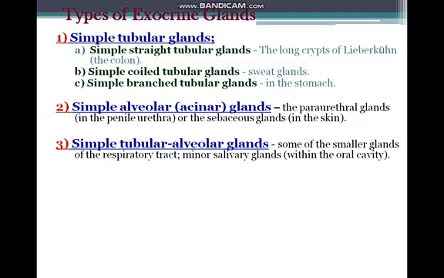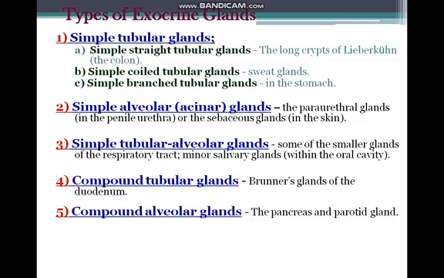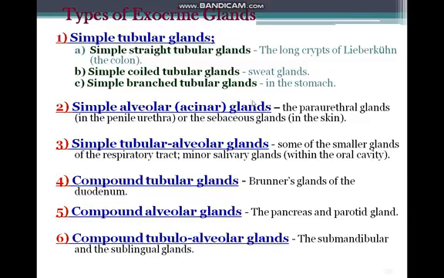We have a simple tubulo-alveolar gland, such as the small glands of the respiratory system, and the minor salivary glands within the oral cavity. And we have compound tubular glands, such as the Brunner's gland in the duodenum, and compound alveolar glands, such as the pancreas and the parotid gland, and a compound tubulo-alveolar gland, such as the submandibular and sublingual glands.